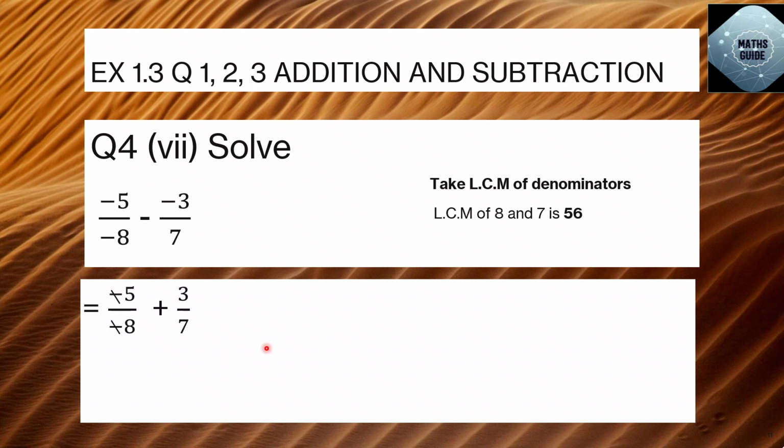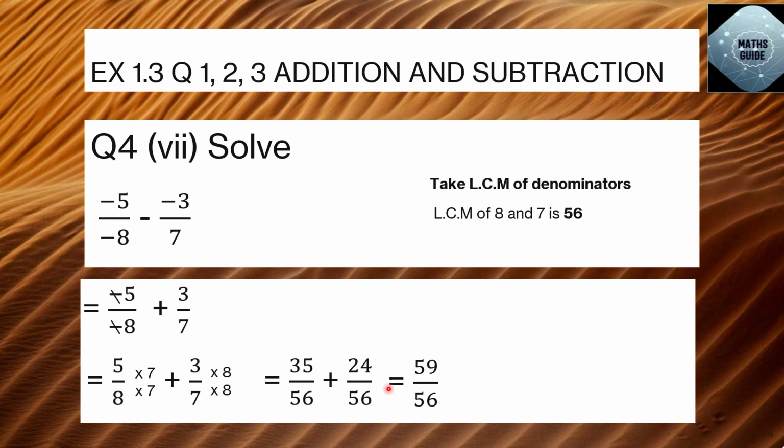Now this is the final question, that 5 by 8 will be added to 3 by 7 after resolving these signs. Now we will make the common denominators, and the LCM of 8 and 7 is 56. So 8 into 7 and 7 into 8. Now we have 35 by 56 plus 24 by 56, and the final answer is 59 by 56.